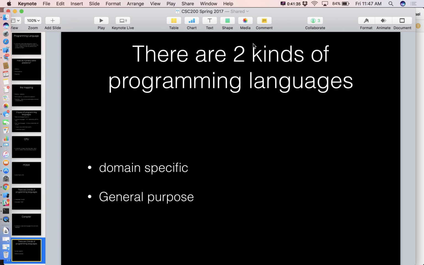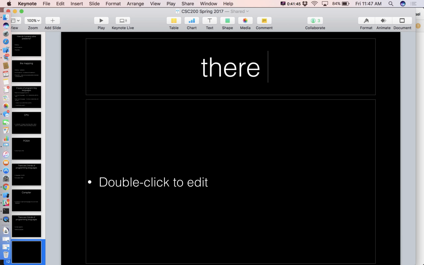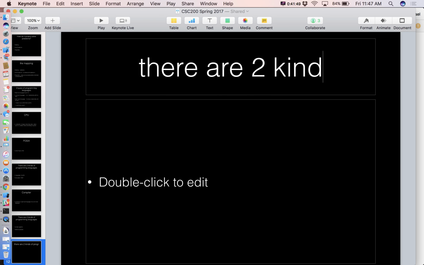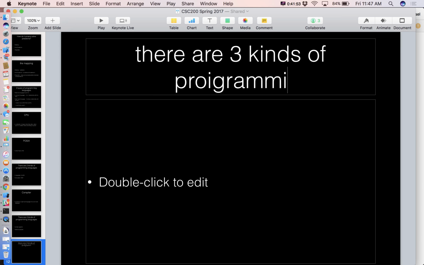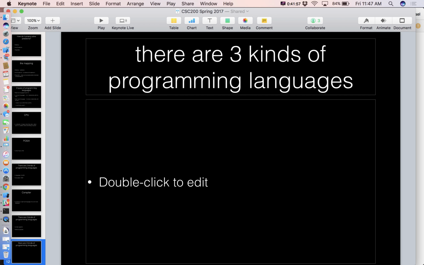Okay, so domain-specific languages, general-purpose languages, relatively small, relatively large. This is actually going to be 3 kinds. So there's probably 7 programming languages now? Oh, there's way more than 7 programming languages. Each one of these slides that kind of has the same topic is looking at languages through a different lens.